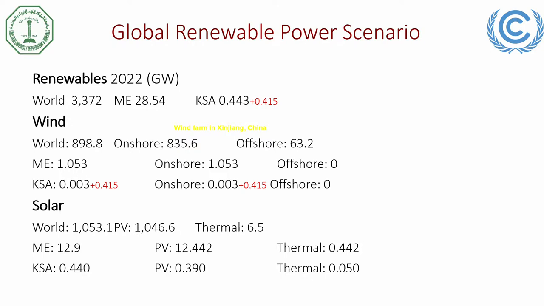And also, these are still, for this part of the world, and the hydro are still far from the reach as of today. So renewables, if you see globally, we have around 3,000 plus gigawatt installed capacity by the end of 2022. And in the Middle East, this number goes to around 28 plus gigawatt. And Saudi Arabia, we are around 0.4 gigawatt. But I have put something in red, 0.415.